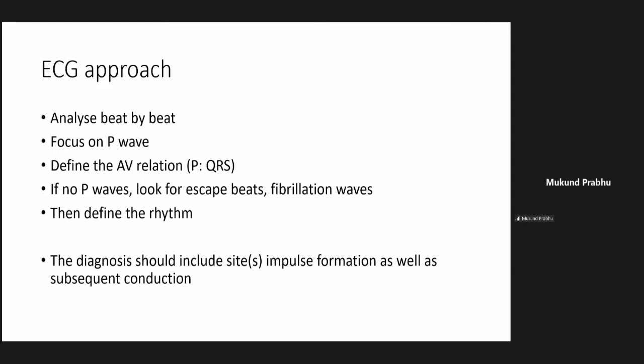Sometimes more than one diagnosis may coexist. Everything should be kept in mind, and the diagnosis should also include the sites of impulse formation, like junctional escape rhythm, atrial escape rhythm, as well as subsequent conduction, like for example, with right bundle branch block or with left bundle branch block, and so on.